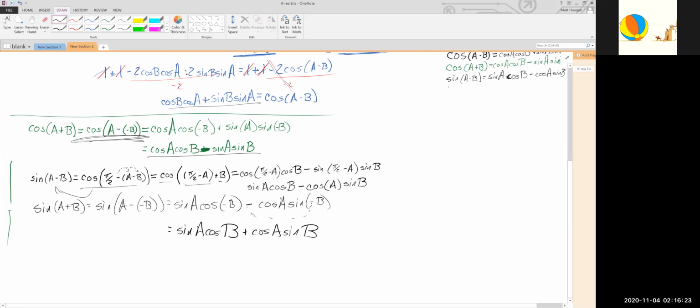So great, another new tool. We're just ripping right along. Sine of A cosine of B plus cosine of A sine of B. Notice when sine is a plus, it stays plus. When sine is a subtraction, it stays subtraction. But in cosine, they flip.